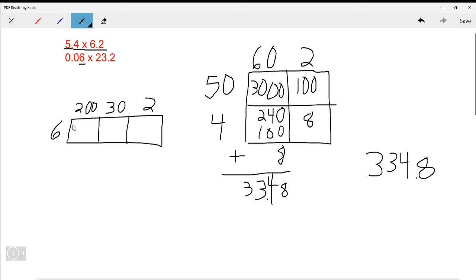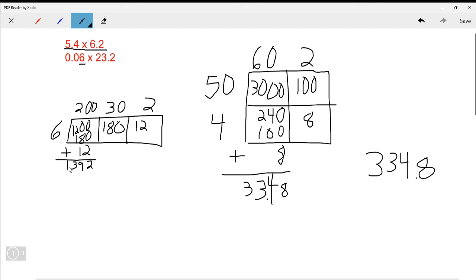6 times 2 is 12. Then I add the two zeros. 6 times 3 is 18. And then I add 0, so 180. 6 times 2 is 12. I add all of these up. 180, 12. And then add these up.